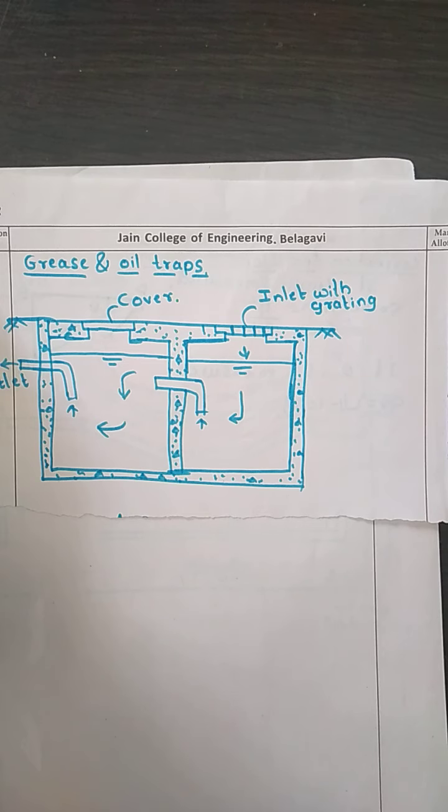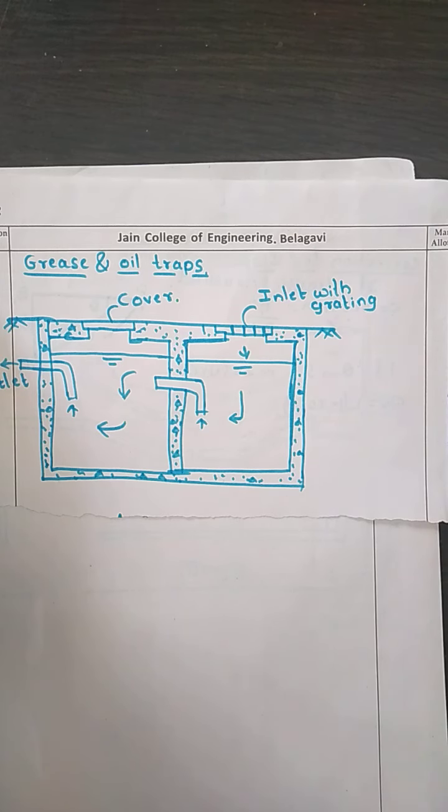In today's class, we will be discussing two sewer appurtenances, that is the oil and grease trap and the inverted siphon. Along with that, we are also going to discuss house drainage connections. Now, as the name indicates, the grease and oil traps are sewer appurtenances which remove the oil and grease present in the wastewater.